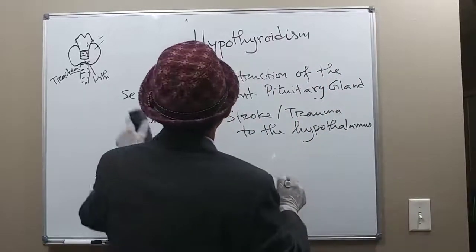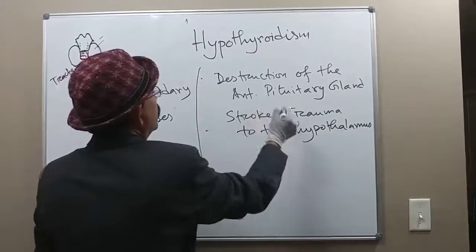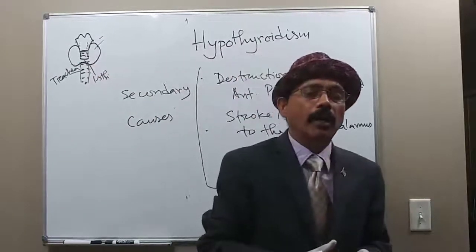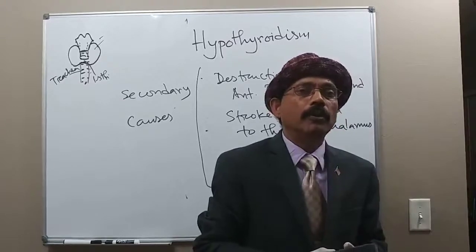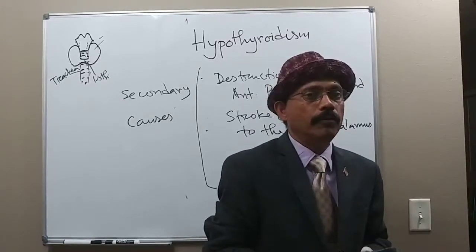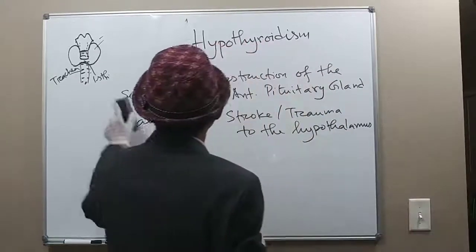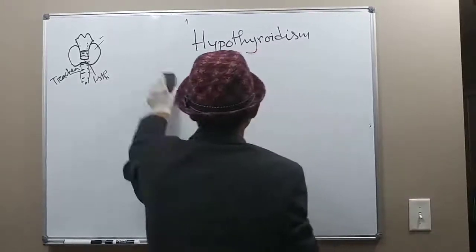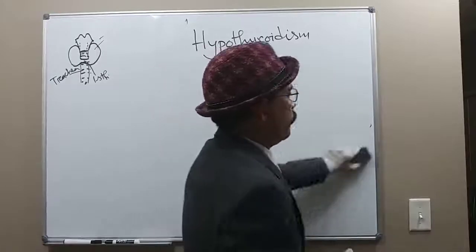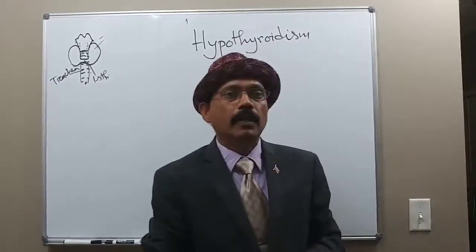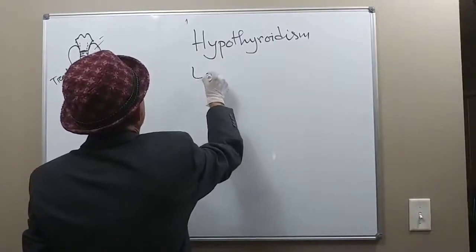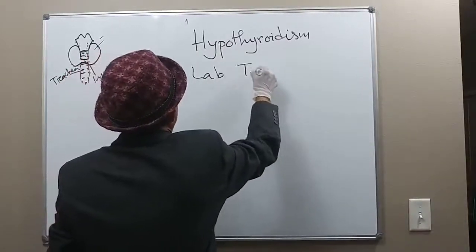So this is the pituitary, this is the hypothalamus. If they are not functioning, we may have hypothyroidism. We call it secondary hypothyroidism. So we got the types of hypothyroidism and causes of hypothyroidism. Now we'll go to the lab tests. How to diagnose hypothyroidism? Lab tests.